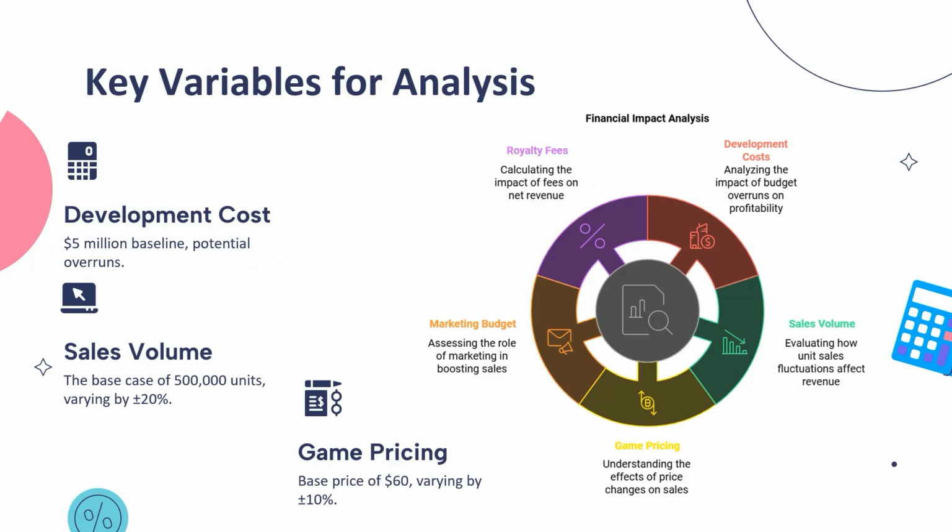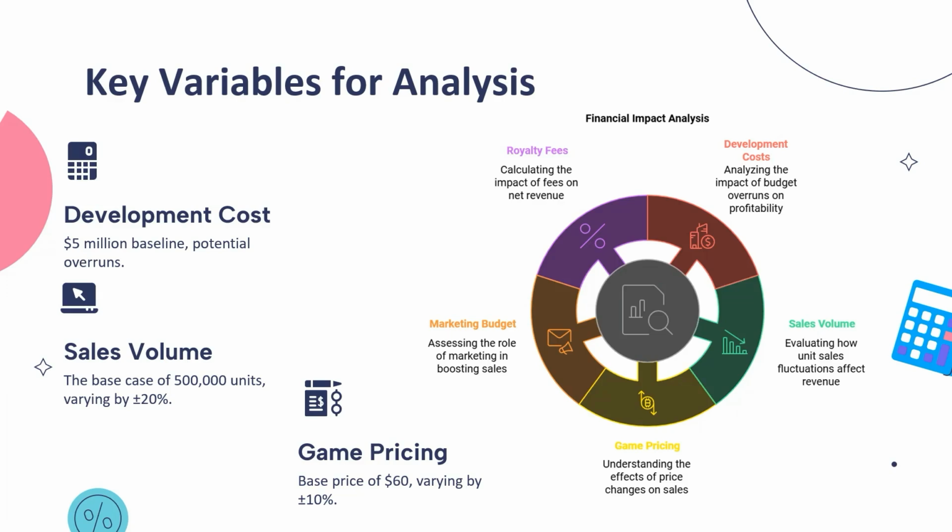So our key variables for analysis, we have our development costs, as we established, our initial investment of $5 million. That's our base. And then we have our sales volume. That is the base case of 500,000 units, varying by plus or minus 20%. So we're either going to increase our units as we're producing these games, or we're going to lower the production units that we have. Maybe the game's not going to be that popular. We don't anticipate that.